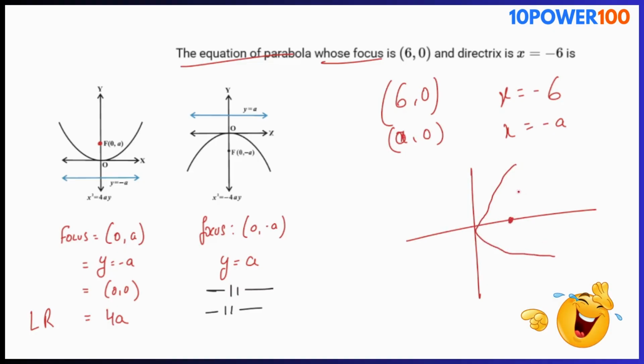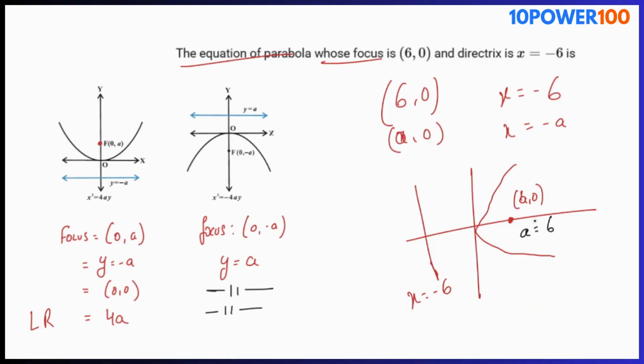So just adjust with my diagram. This is (6, 0). The equation of directrix is x = -6. In that case, the a value is equal to 6. Now we know the general equation of this, right? It is cutting the x-axis. If it is cutting the x-axis, in that case the equation is y² = 4ax. Here the a value is 6, so 4 sixes are 24, so 24x. So y² = 24x is the correct answer.